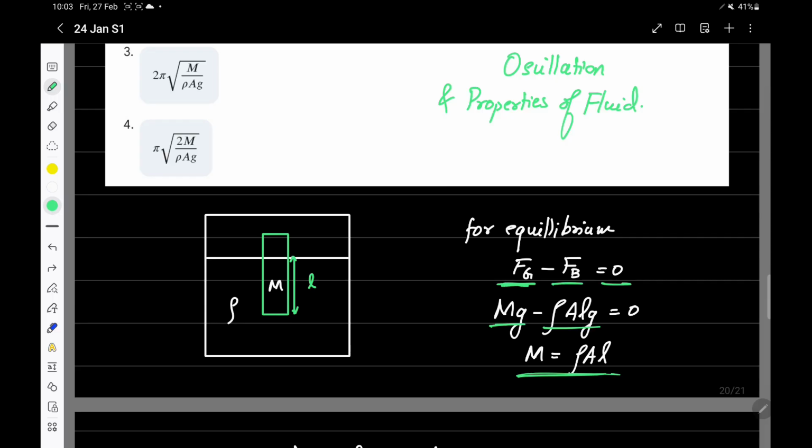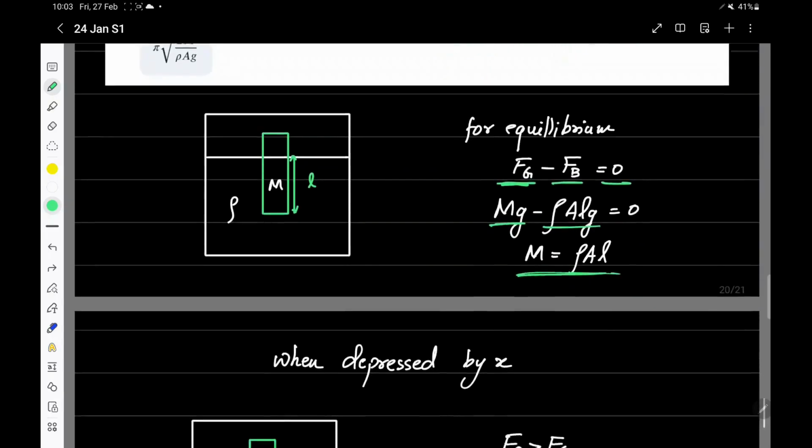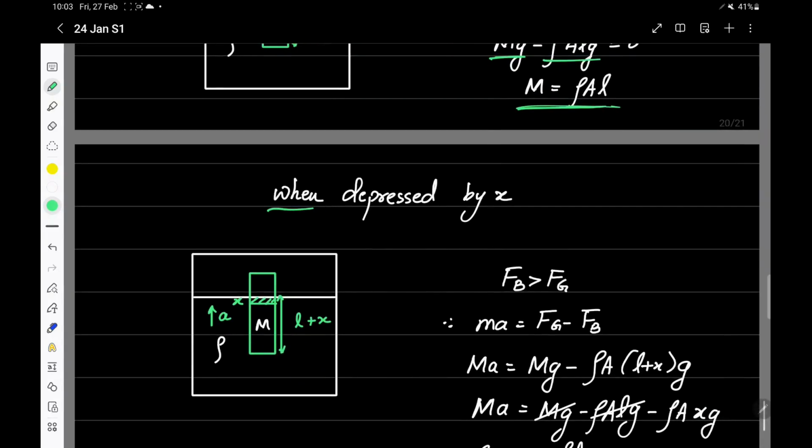Okay, so we can use this in the next portion of our solution, where we are going to depress this floating cylindrical block by x. So I have depressed it by an amount x. Once I depress it by an amount x, now the portion of the cylindrical block inside the liquid increases from L to L plus x.